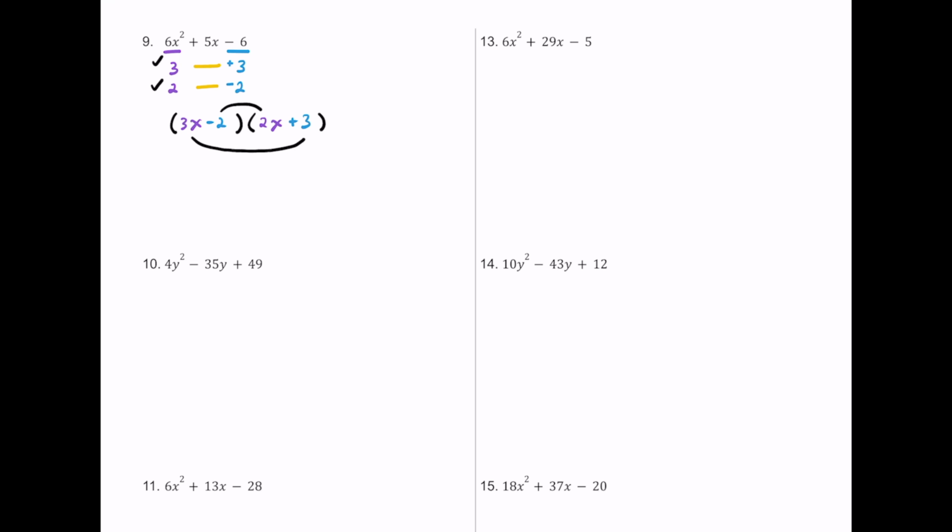For number 10, we have 4y squared minus 35y plus 49. So 4 is composite. I'm going to start with 2 and 2 though, and see if that works.